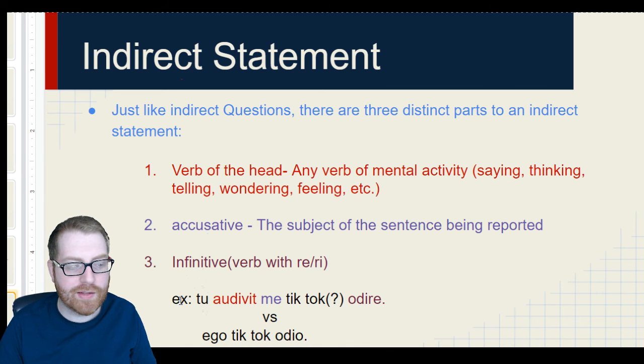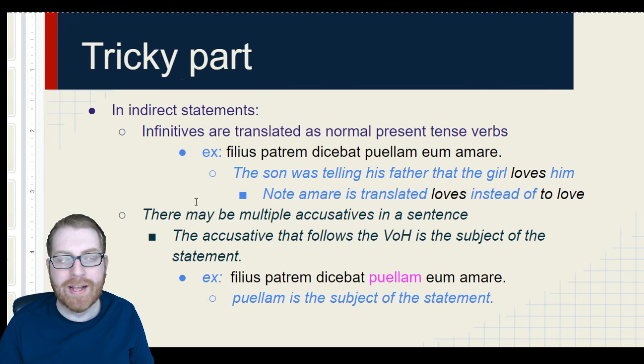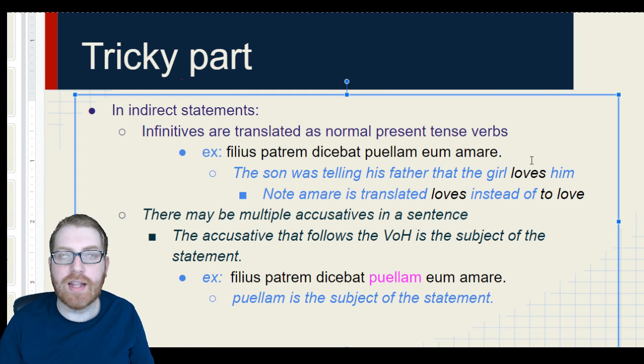Like, think of how weird this would sound if we translated this sentence as to hate. You heard I to hate TikTok. It's not going to work. So you need to translate it like a normal verb. That's going to be difficult. So in this example, filius patrem dicebat puellam eum amare. The translation is, the son was telling his father that the girl loves him. Again, loves is being translated like a normal present tense verb.